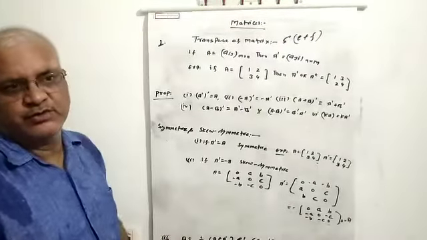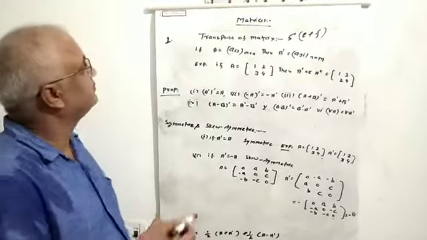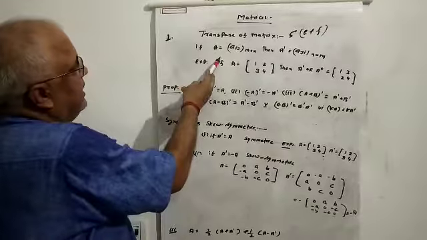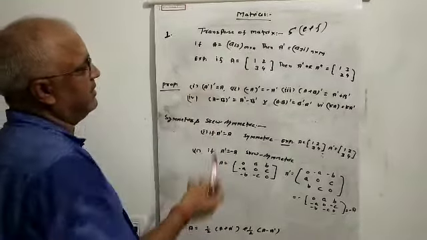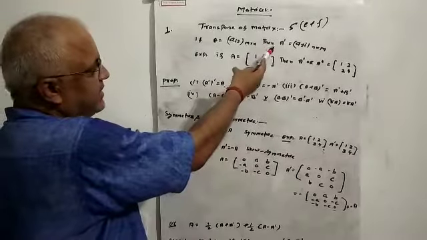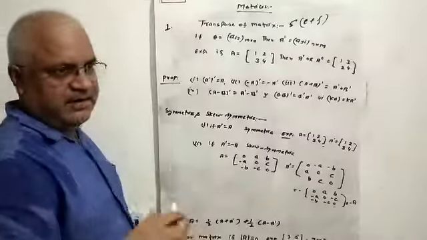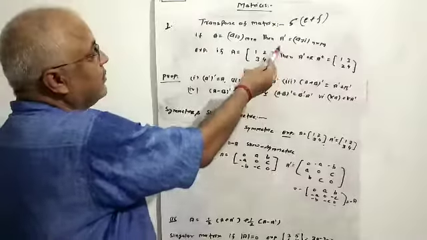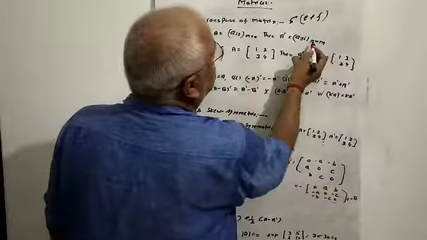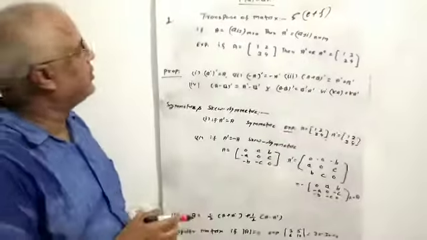What is transpose? Changing row into column. So transpose of matrix. If A is Aij, m by n, meaning the order of matrix A is m by n, then what is A transpose? A transpose is written as A dash or sometimes A^T. So A transpose is Aji, n by m, which simply means changing row into column.